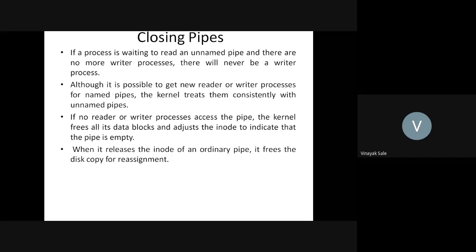If no reader or writer processes access the pipe, the kernel frees all its data blocks and adjusts the inode to indicate that the pipe is empty. When it releases the inode of an ordinary pipe, it frees the disk copy for reassignment.